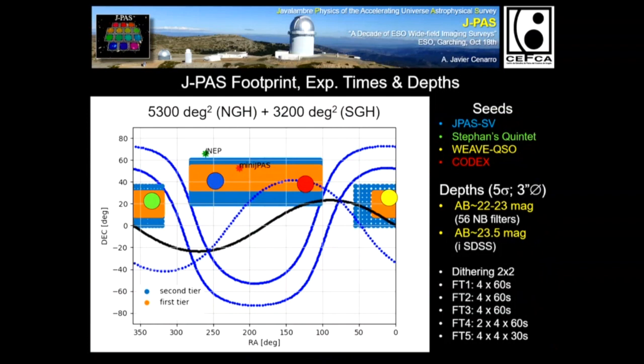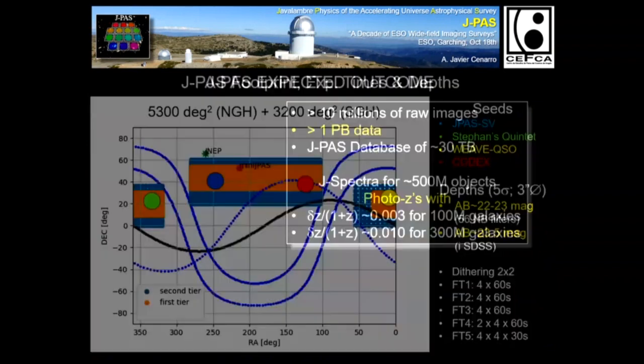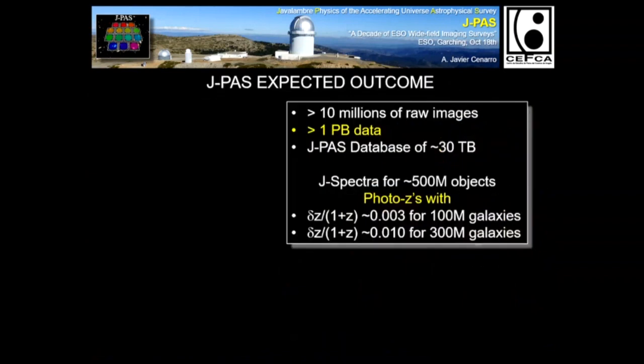This took us to define 4 seeds to grow the survey. I'm not entering the details. These are the 2 areas that come up with the 8,500 square degrees, the different areas from which we are going to start. And these are the depths. We are going to reach between 22 and 23 magnitudes in the narrow filters, and in the broad filter around 23.5 or even 24. So this is the expected outcome of JPAS.